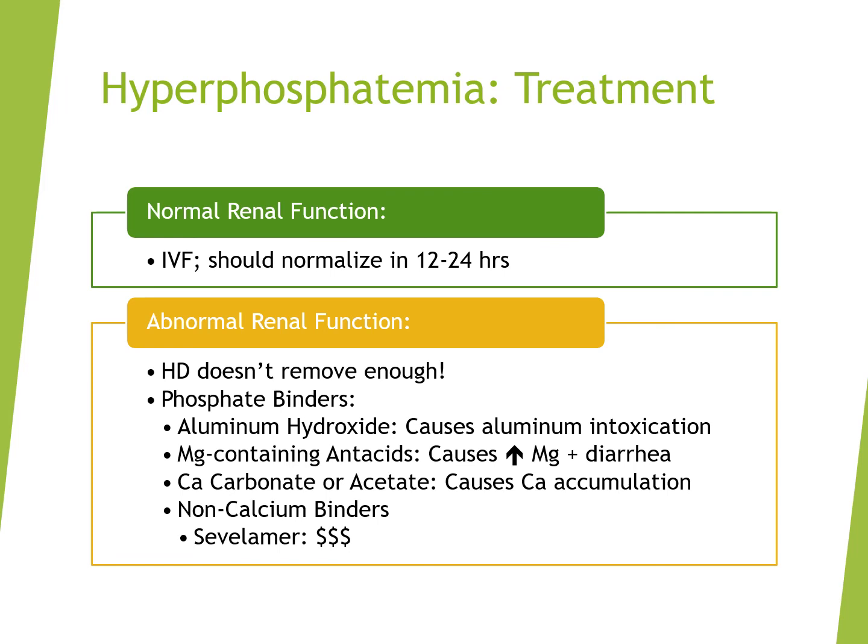There are several different options here that you can use. First, aluminum hydroxide. However, this causes aluminum toxicity. There's magnesium-containing antacids, which causes hypermagnesemia, plus remember they cause diarrhea. There's calcium carbonate or acetate, which causes calcium to go up, and then there's the non-calcium binders, such as sevelamer. That's newer, and it's typically used in end-stage renal disease patients. However, it is very expensive, and some insurance companies won't cover it no matter what the renal disease is.